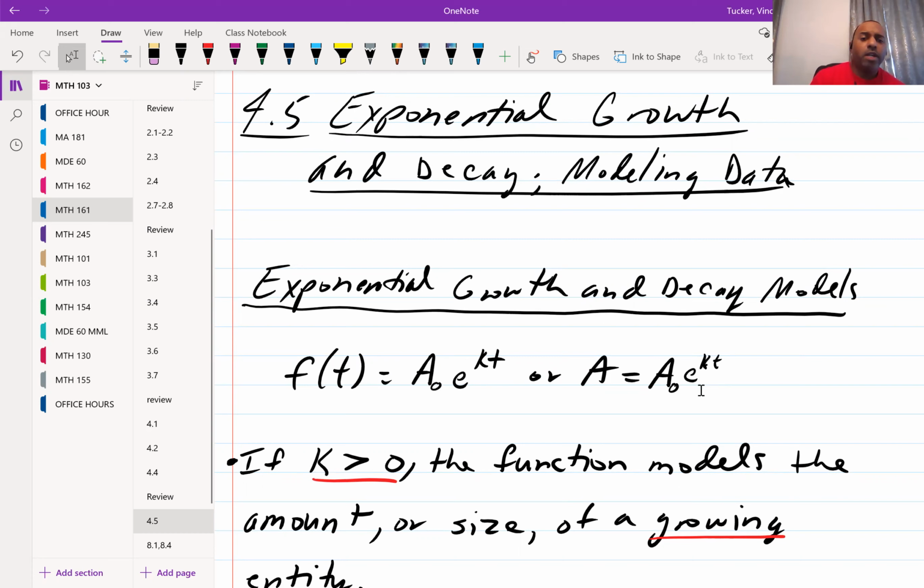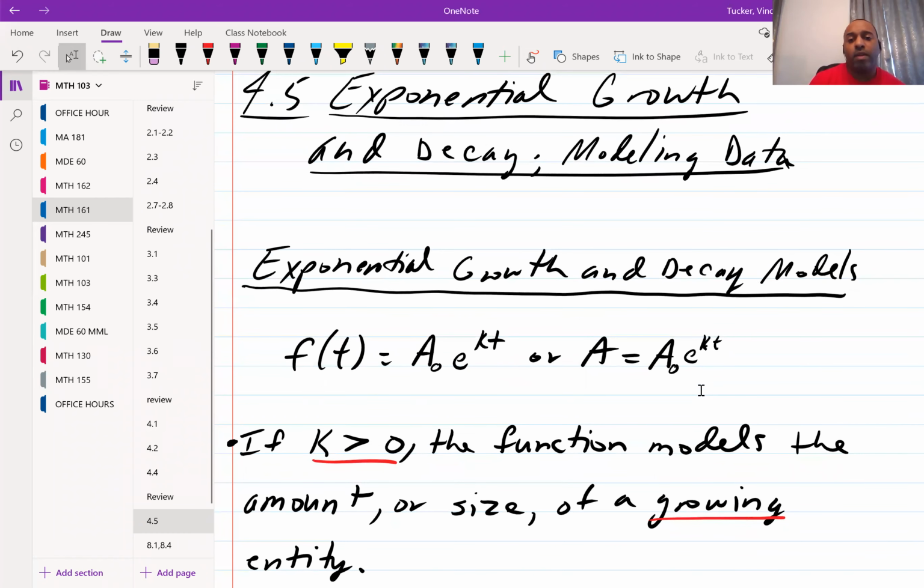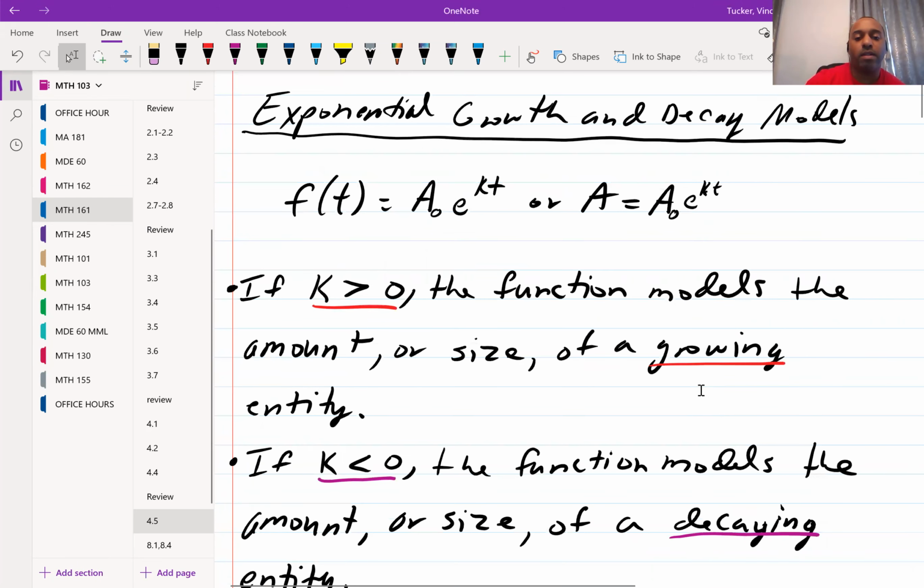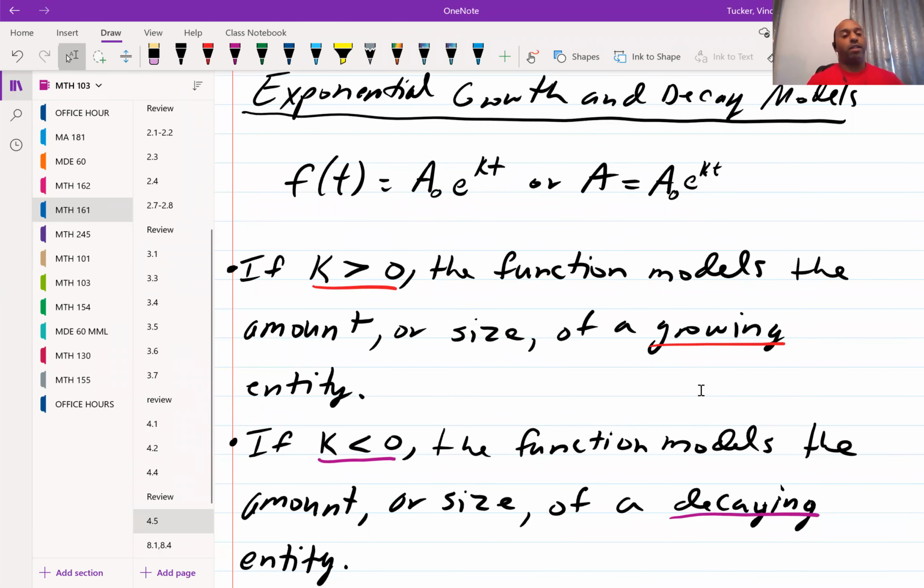All right. So if k is greater than 0, in other words, if k is positive, the function models the amount or size of a growing entity. So if k is positive, it models growth, exponential growth. If k is negative, in other words, if k is less than 0, the function models the amount or size of a decaying entity. In other words, it models decay, some decay model.